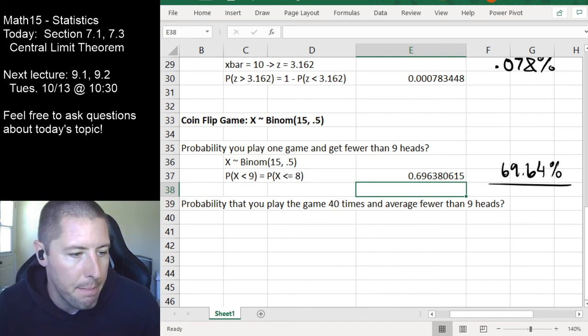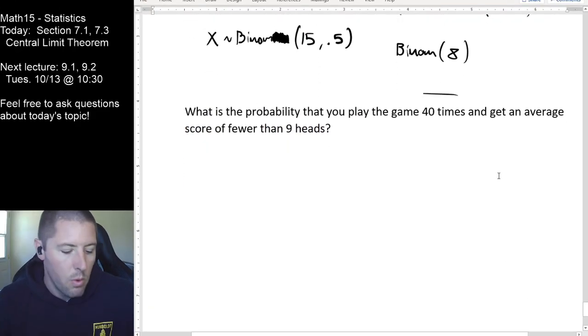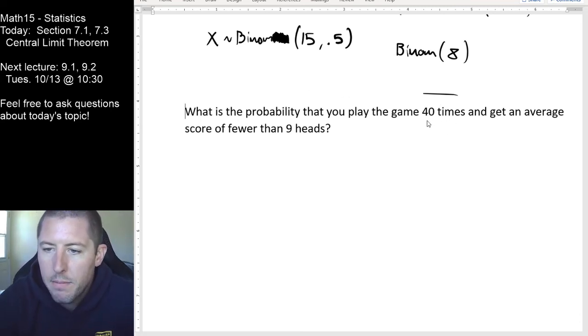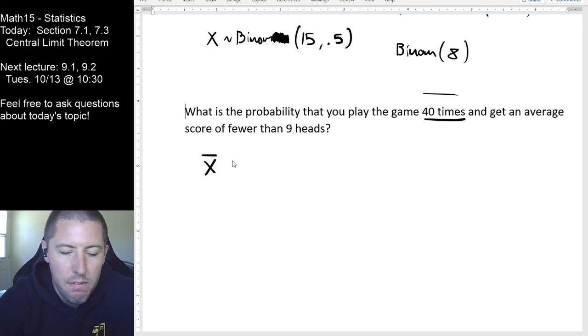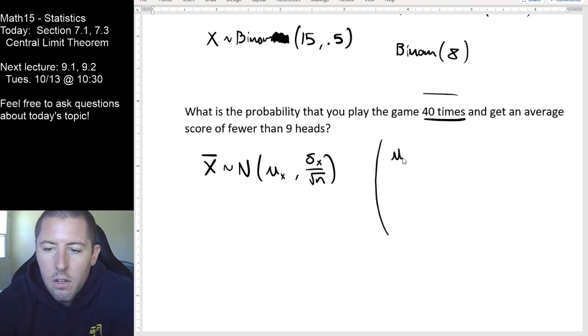So now, let me pop back over into Word for one of our last few switchovers here. We're now going to see that since we are doing this 40 times, our average number of heads should be distributed according to a normal distribution, with the average associated with our original distribution and with our standard deviation associated with the original divided by the square root of n. And again here, mu sub x and sigma sub x come from the parent distribution.